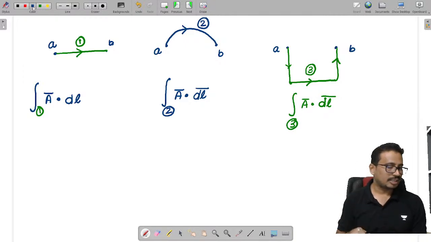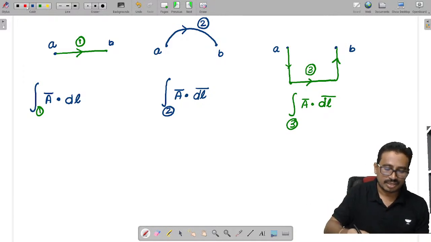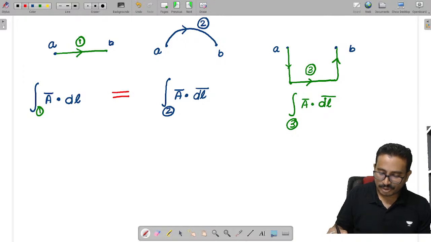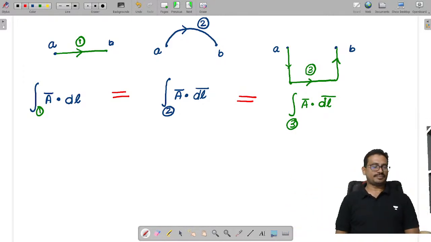If you look carefully, in all the three cases, initial point, final points are same or not? In all these cases, initial point, final point same, na. So that's why this value of integral is also exactly same. If the initial point, final points are same, the value of this integral is also exactly same. Is it fine, all of you tell me?